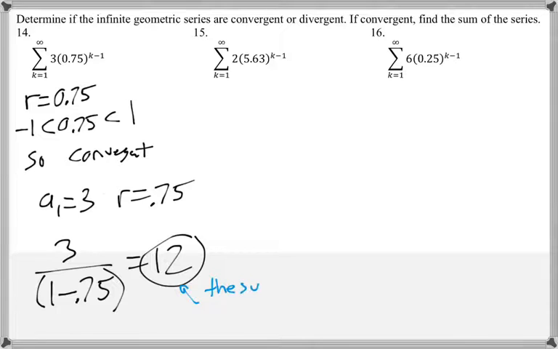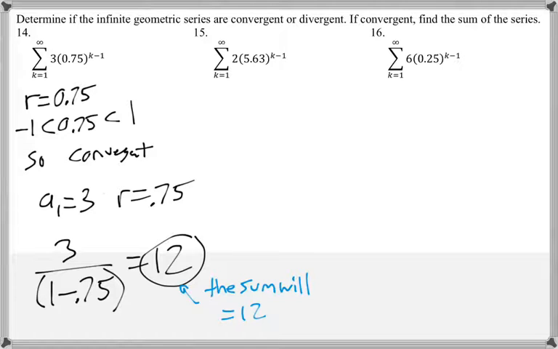So the sum will equal 12. A way to check this is if you just add up maybe the first 20 terms of this series, it should be a value that's pretty close to 12. So if you just plug in 1, plug in 2, plug in 3, plug in 4, and then add up the first 20 terms of this series, then it should be a number pretty close to 12. So if you want to check your work, you can do that.